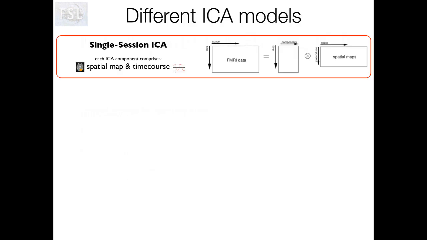So to recap, in single subject ICA, we take an fMRI data set and we rearrange it into a two-dimensional matrix of space by time. We then use ICA to decompose this matrix into a set of spatial maps and corresponding time courses.